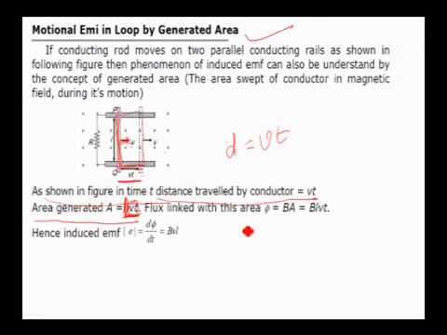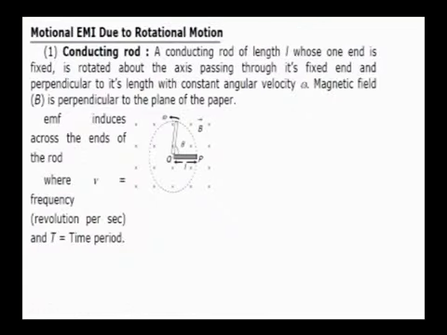Now the flux linked with this area is given by B into A, where A is L V t. As a result, the induced EMF is d phi by dt. If you differentiate this with respect to time, the derivative of t with respect to time will be equal to 1. Finally, you get BLV, because induced EMF is the rate of change of magnetic flux. So BLV or BVL, where B is the magnetic field, V is the velocity, and L is the length of the conductor.